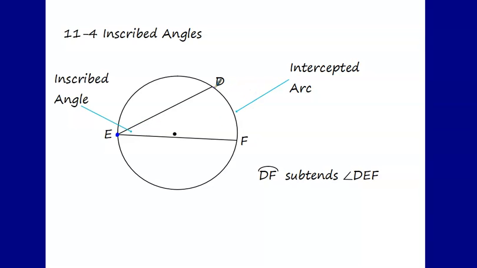The intercepted arc is the arc that is formed by the sides of the angle. So from D to F there would be an intercepted arc. And it's said to subtend the angle. So when you say that an arc, or it could be a chord, subtends an angle, it just means that its endpoints are on the angle.